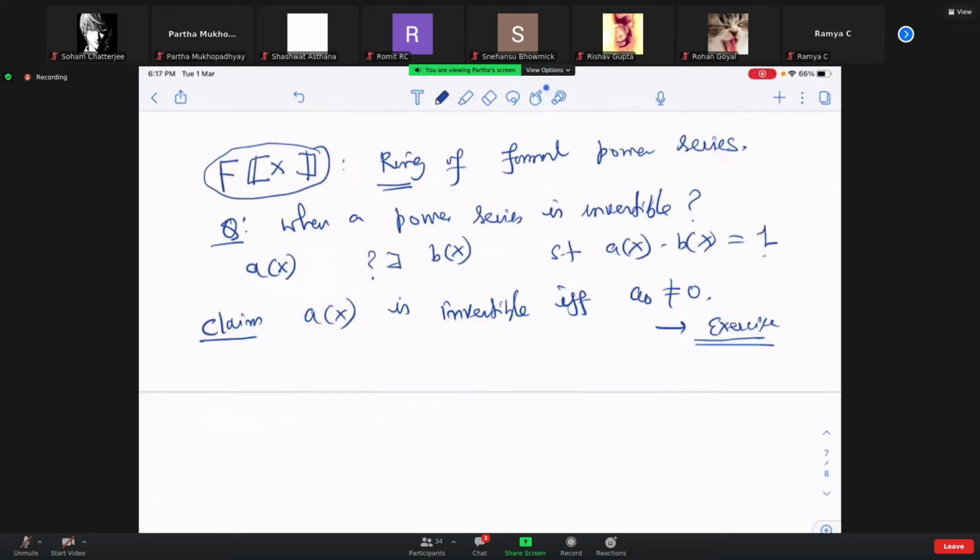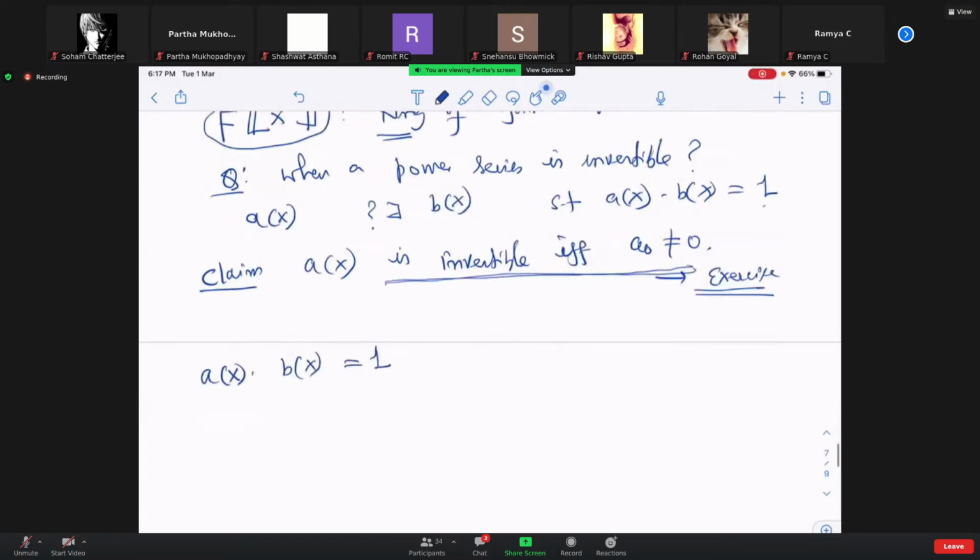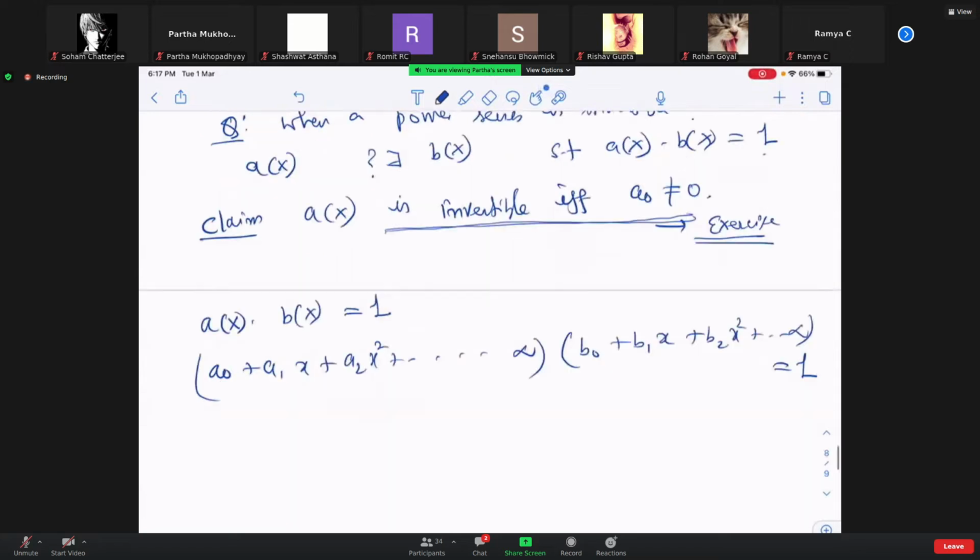For example, if a(x) times b(x) has to be 1, then how does it look? So this is a0 plus a1x plus a2x squared and so on, times b0 plus b1x plus b2x squared and so on. Let's set this equal to 1 and set up the identity. So what is the constant term that you get? That is a0 b0, and that is to be 1. And then what is the degree 1 term?